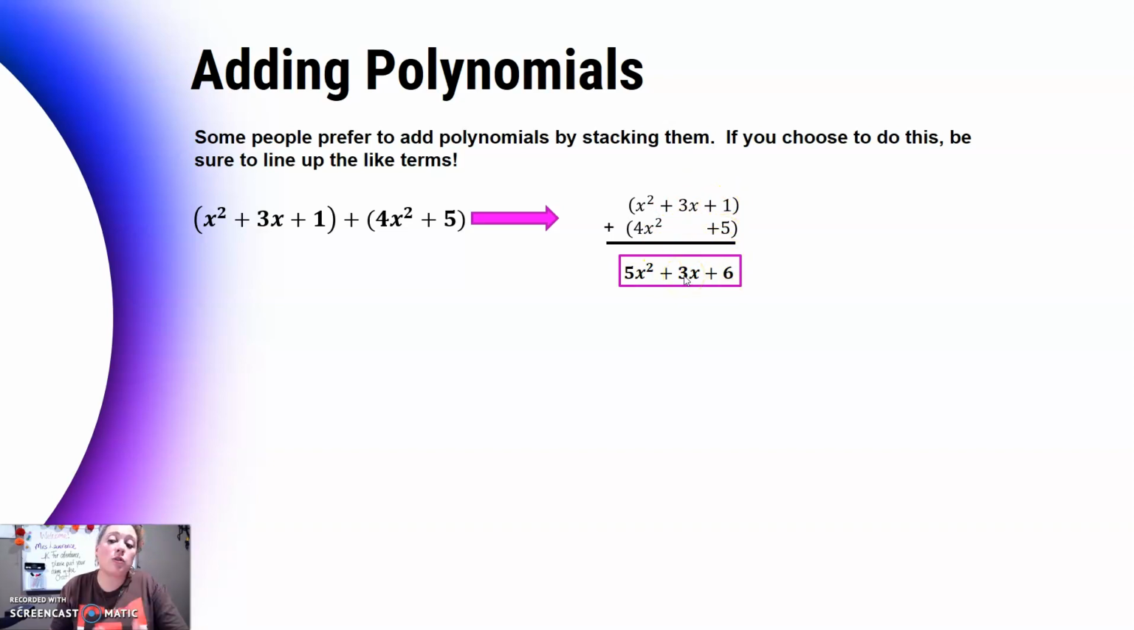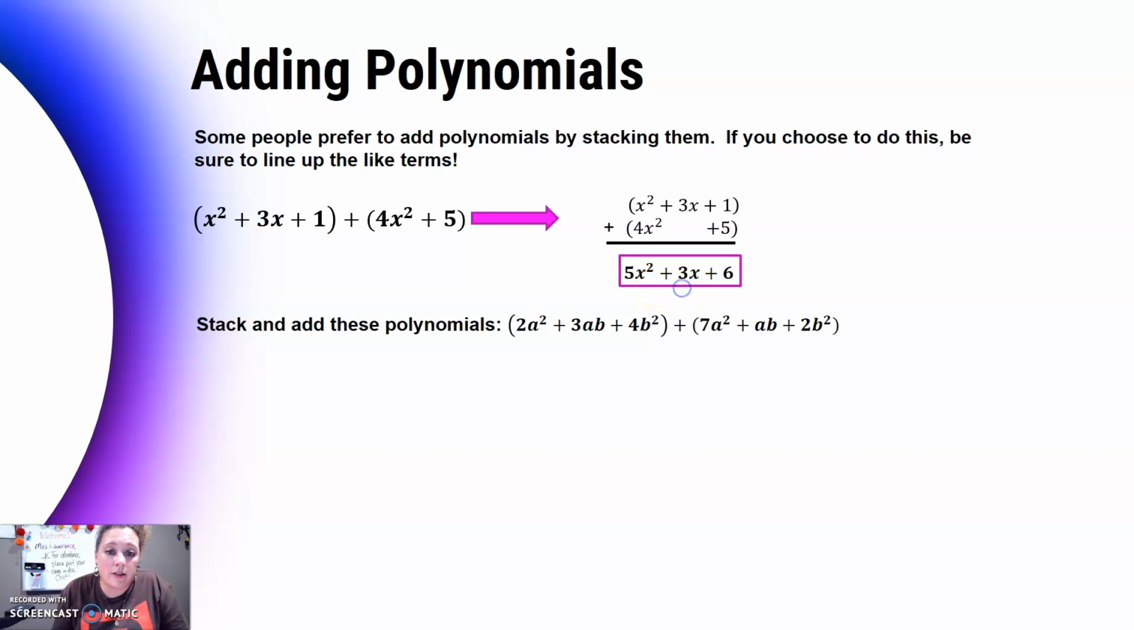And that's it. Don't try to make this smaller. Don't try and tell me this is like 14x squared. Don't take 5, 3, and 6 and now add them together. They cannot be combined. They are not like terms.